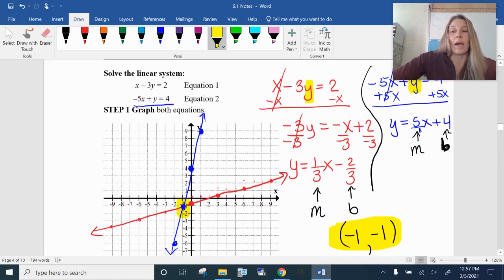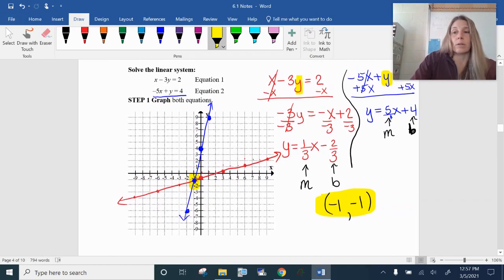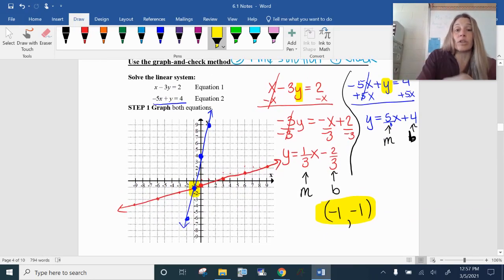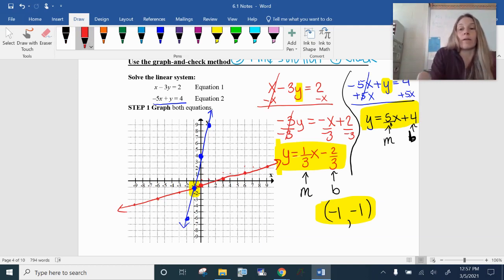So if I want to check this solution here, now, you can check the originals, the form that they're in. You can also check these where we got the y by itself. I always think it's a good idea to check the original though, because what if you made a mistake when you're getting them in the slope-intercept form? So if I go to check my first one here, equation 1, I have to put a negative 1 in for x and a negative 1 in for y.